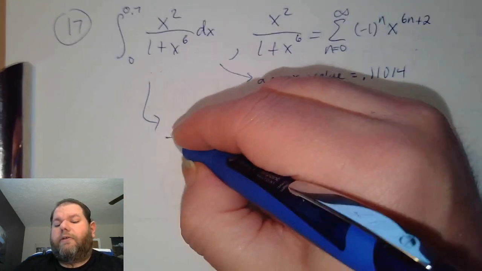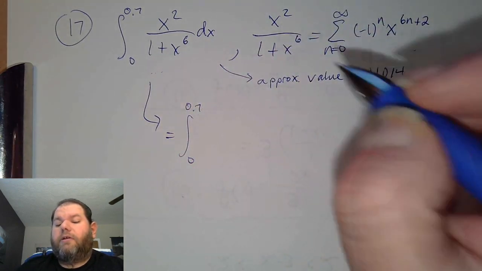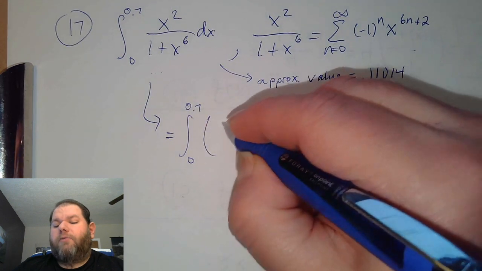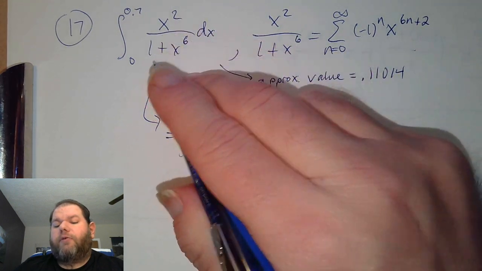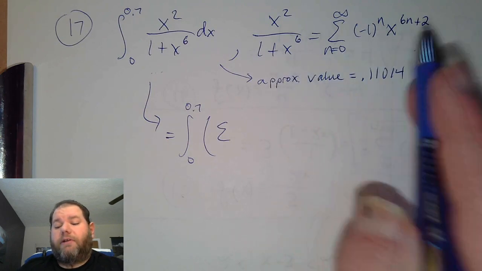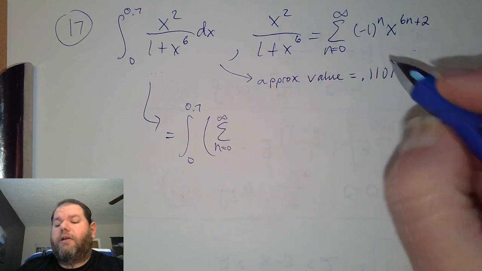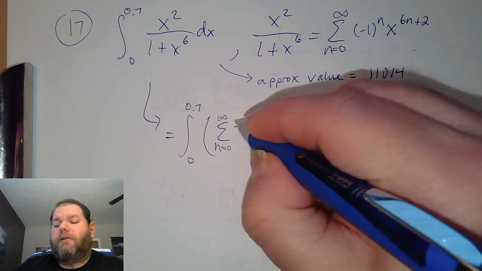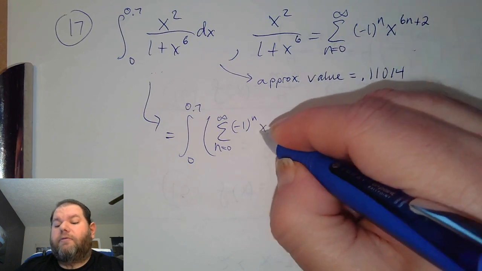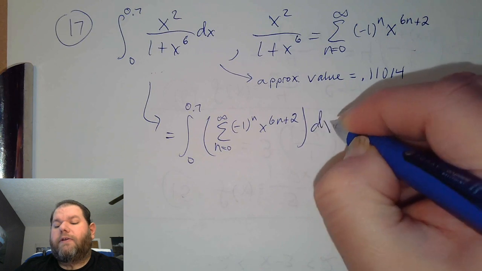Okay. Alright, so this will equal the integral 0 to 0.7. And we'll replace x squared over 1 plus x to the 6th with the summation that is equivalent. So sum n equals 0 to infinity, negative 1 to the n, x to the 6n plus 2 dx.